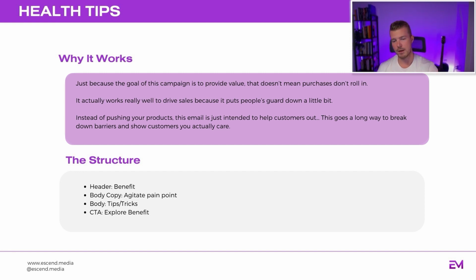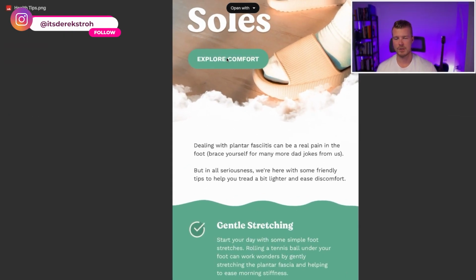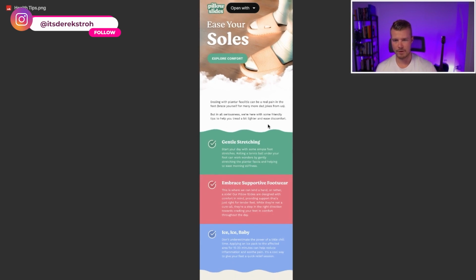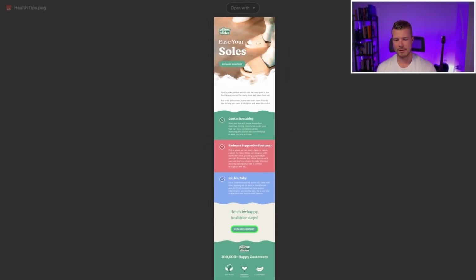So instead of pushing products, this email is just intended to help customers out. And like I said, it goes a long way to break down those barriers. And the structure we use here is the header, which is a benefit, the body copy, which is kind of agitating that pain point, the body copy, which is those tips and tricks, and then the CTA is explore benefits. We do have a CTA at the very top here too, but again, we have our kind of pain point, literally a pain point. And then we dive into the tips here, and then a light CTA at the very bottom too. So again, this is very, very focused on just providing value to people.